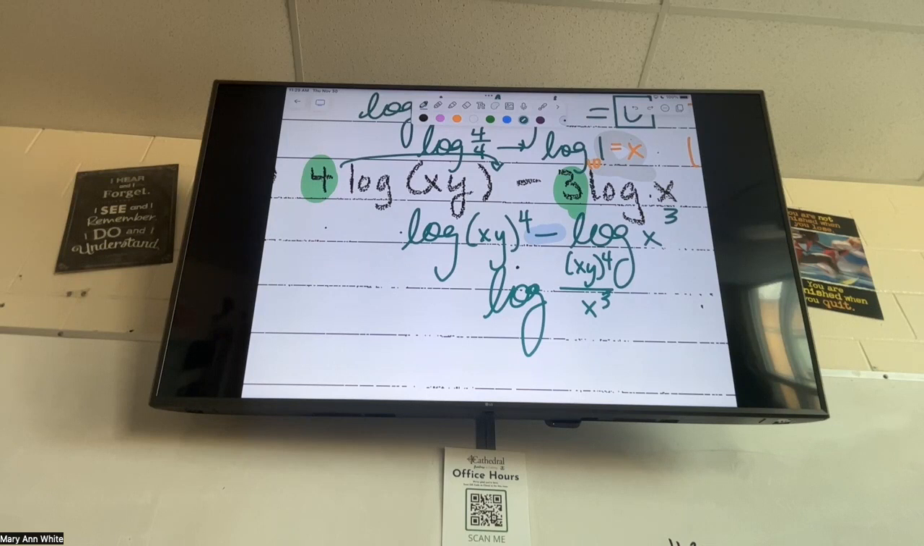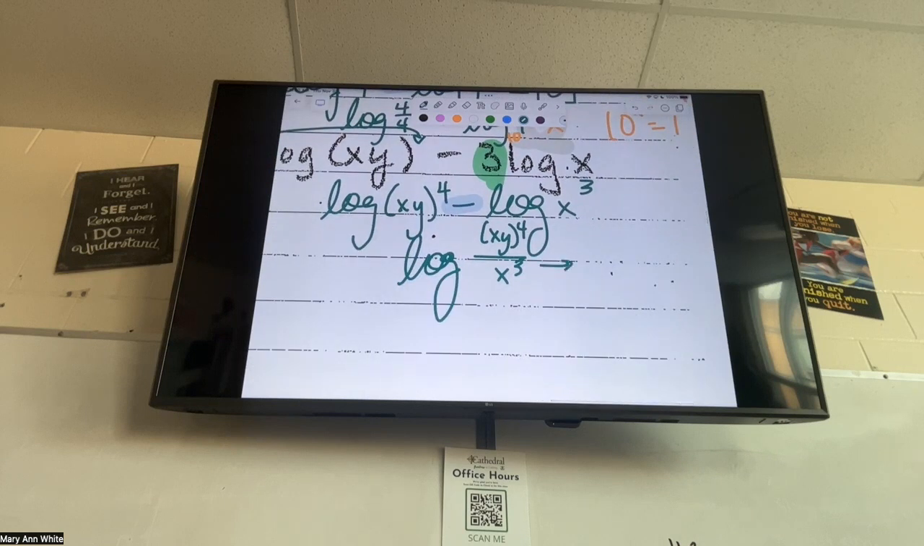Okay, are we okay with what I have so far? Yeah, but I have a question. For the next thing, wouldn't you distribute the x to the 4 and then you only have 1 x left and then you have 4 y? So we do want to distribute that to be x to the 4th and y to the 4th over x to the 3rd.